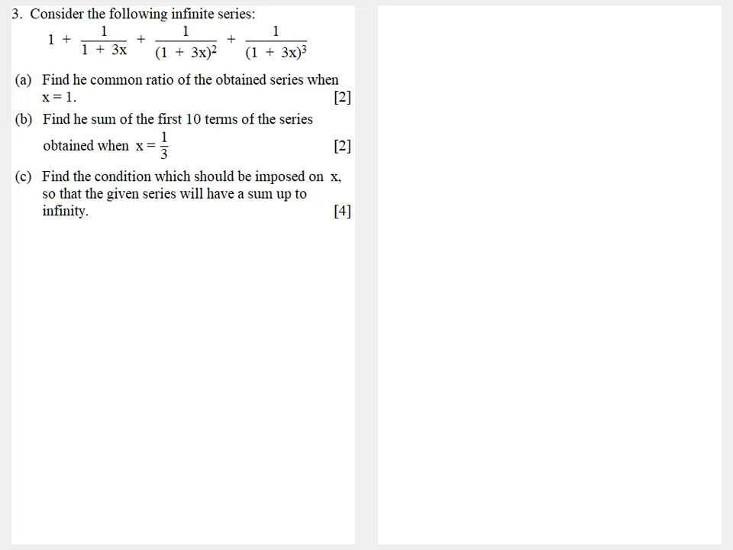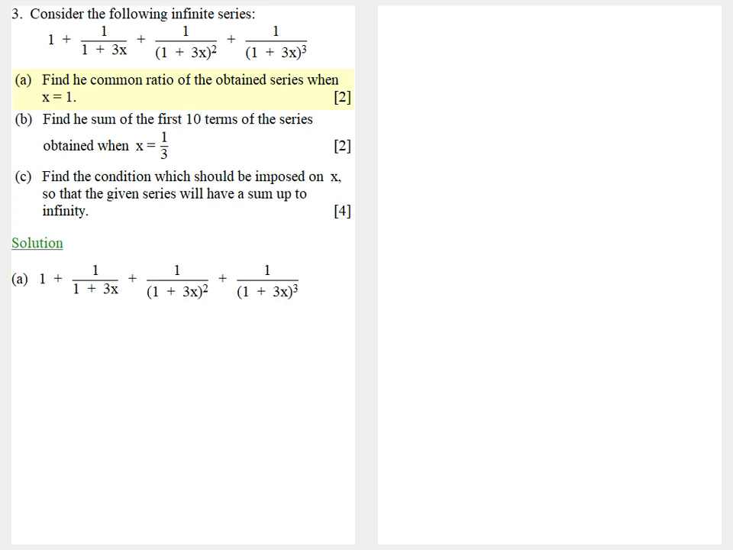Comilla, Higher Maths 2017, Question 3. Consider the following infinite series: 1 plus 1 over 1 plus 3x plus 1 over 1 plus 3x all squared plus 1 over 1 plus 3x all cubed. In part A, we have to find the common ratio of the obtained series when x equals 1.